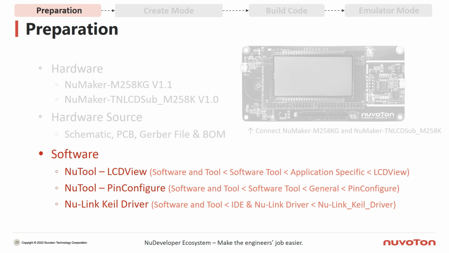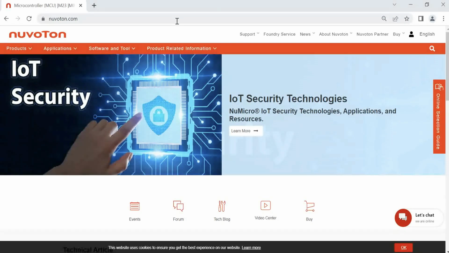Include LCDView, Pin Configure, which is used to configure pins, and NuLink Keil driver, used to support the plugin in Keil IDE. So here is each download path on the Nuvoton website. If you already have the Pin Configure tool and NuLink Keil driver, you have to notice the software version is the latest. So let's download the LCDView tool together.